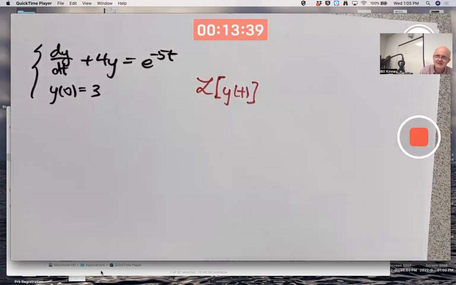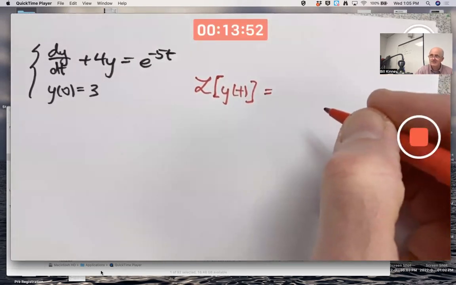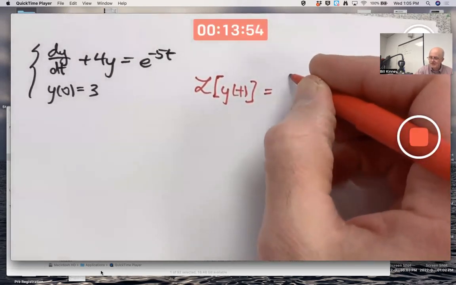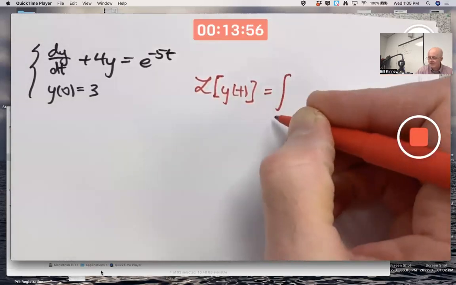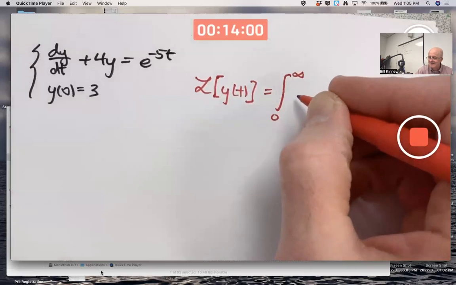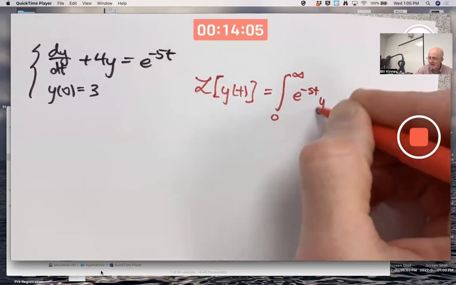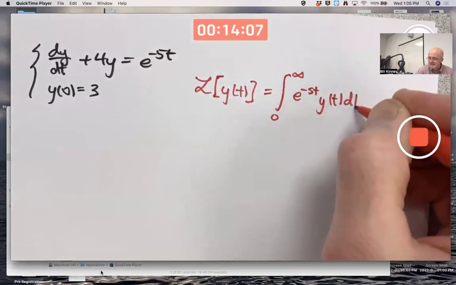What's s? It's just another letter. Want to pick a different letter? Traditional people pick s. What is this function of s? How is it found? It's found by doing an integral, an improper integral at that. The improper integral from 0 to infinity of e to the negative st times y of t dt.